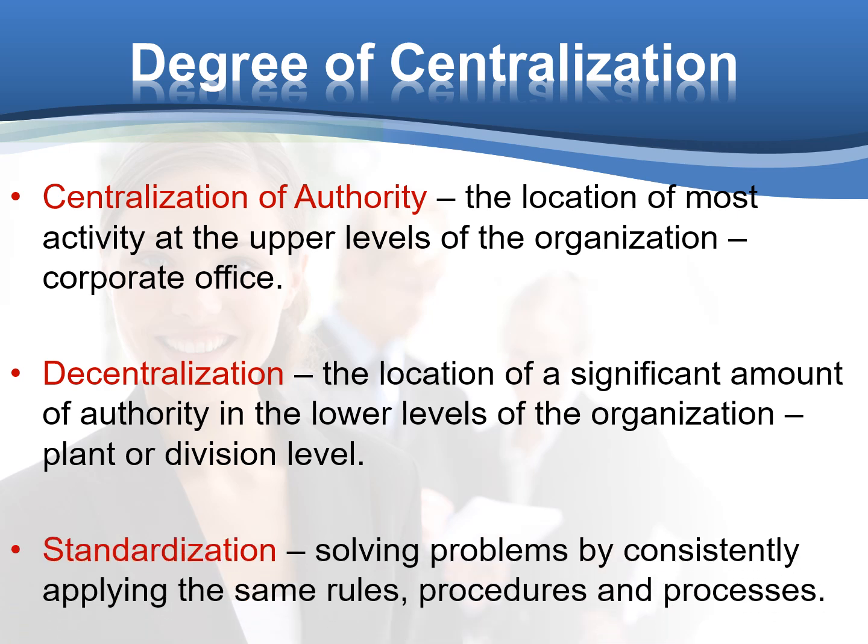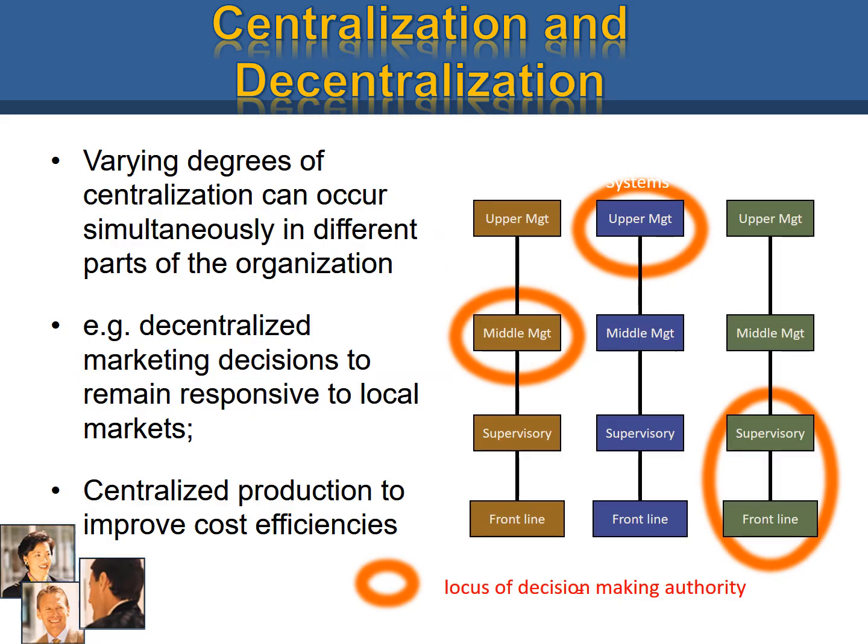Standardization is solving problems by consistently applying the same rules, procedures, and processes. So there are varying degrees of centralization that can occur at the same time in different parts of the organization. Decentralized marketing decisions to remain responsive to local markets would be one good way of doing decentralization. Centralized production to improve cost efficiencies. So it depends on which direction the organization is going and how they want to structure it.